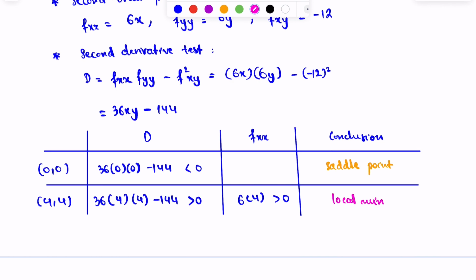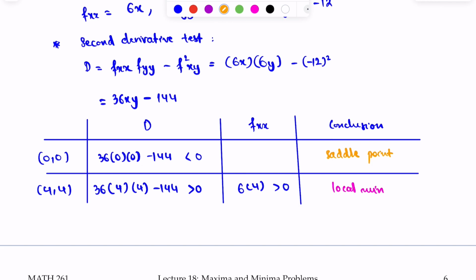And to find the saddle point value and the local minimum value, what you do is you substitute the x and y values back into the original function to find the z value. So here you do f of (0, 0), which is equal to 0 cubed plus 0 cubed minus 12 times 0, equal to 0. So this is the saddle point value.